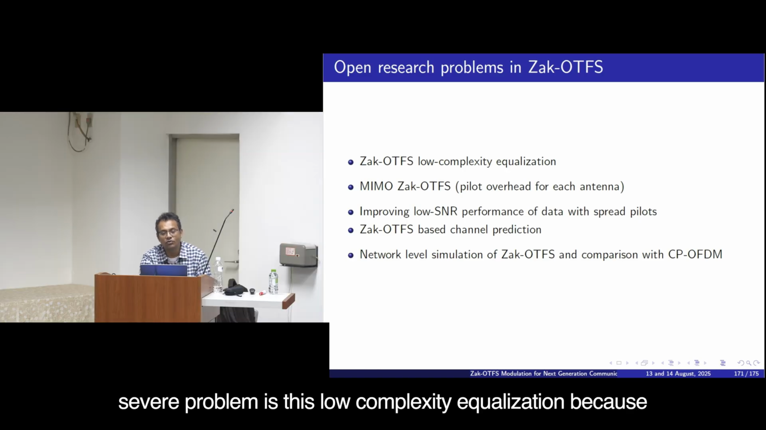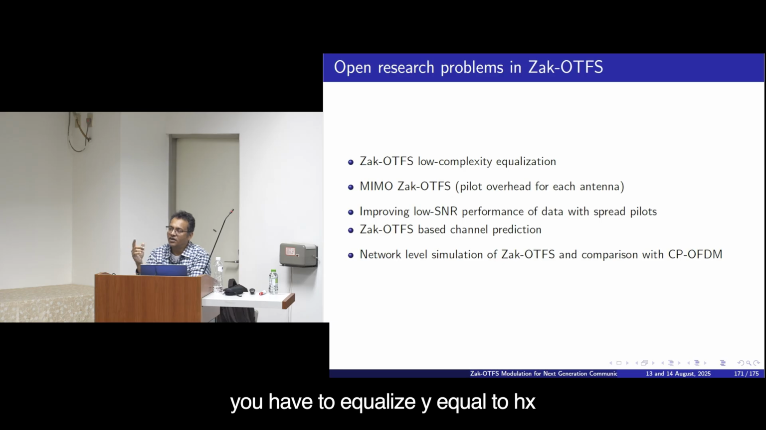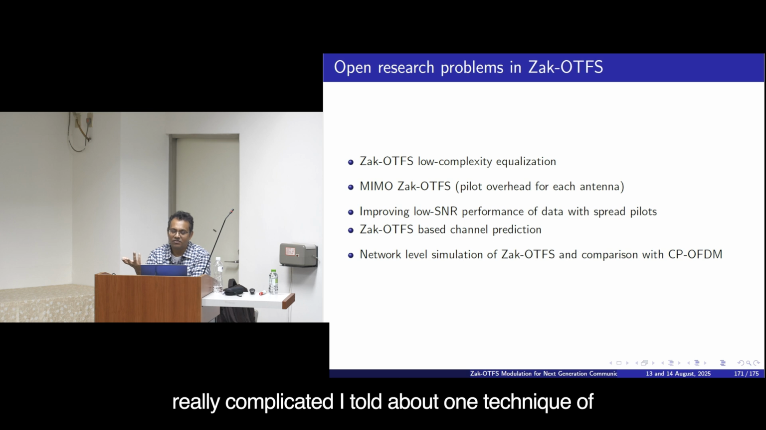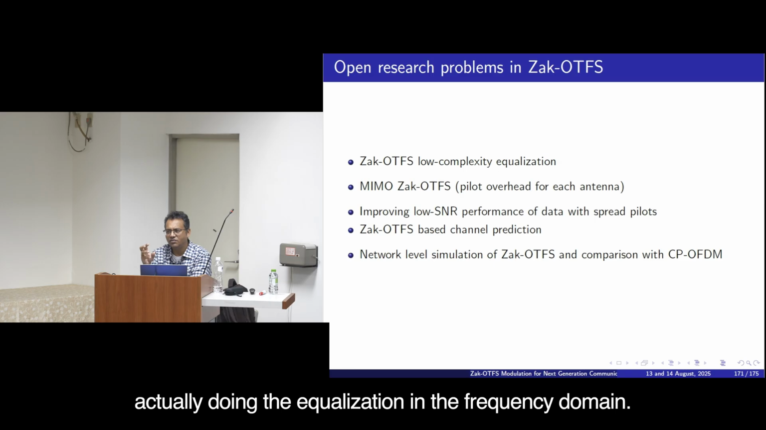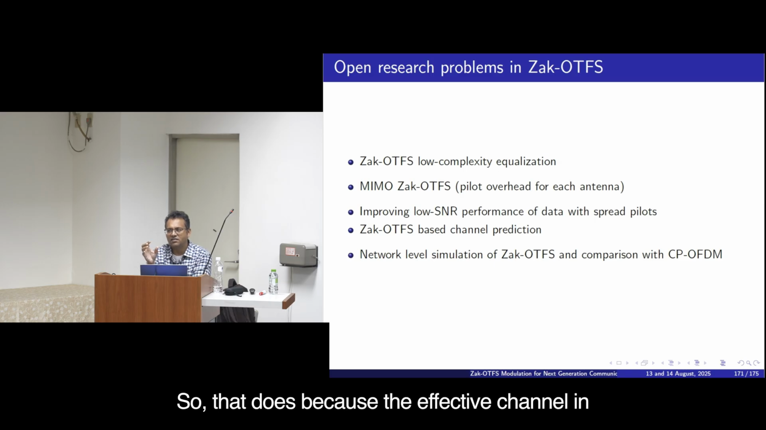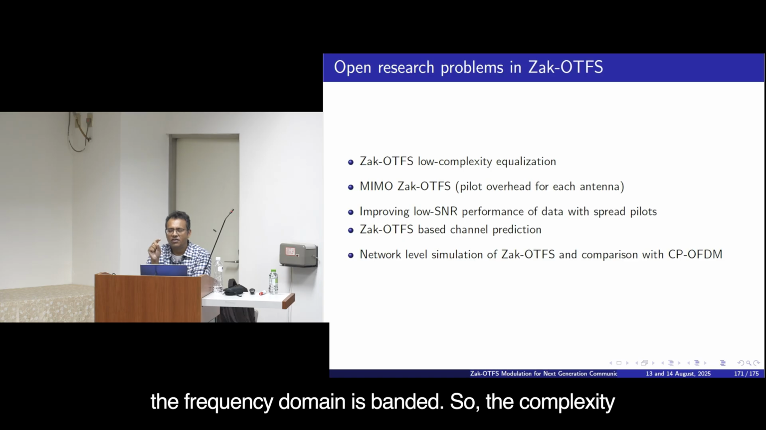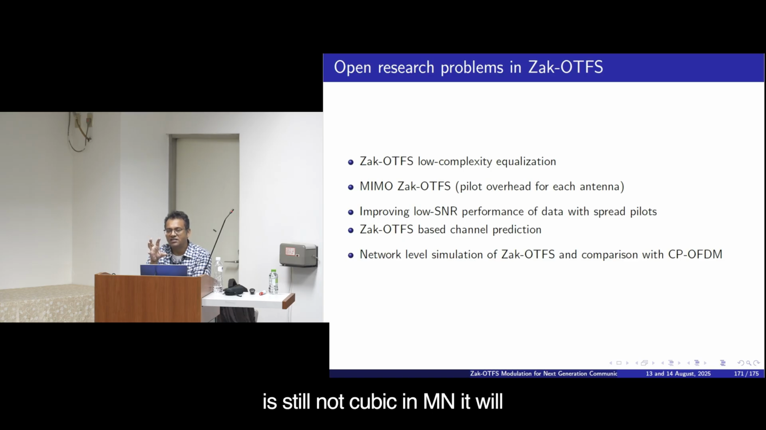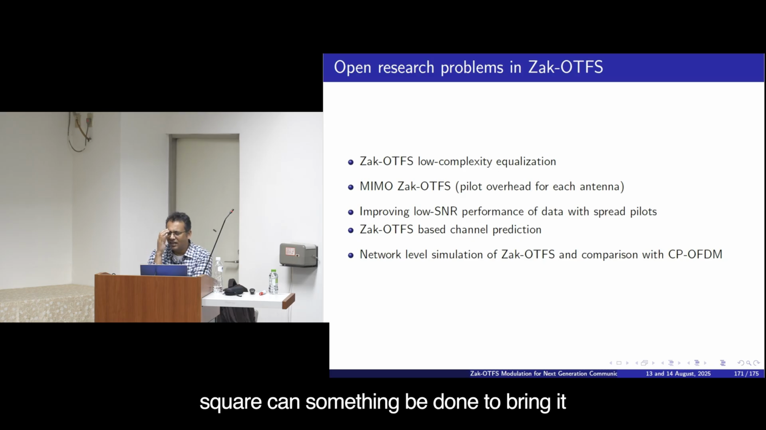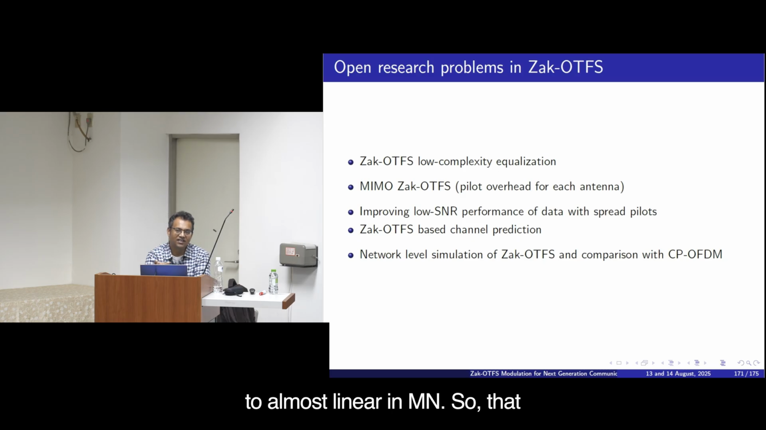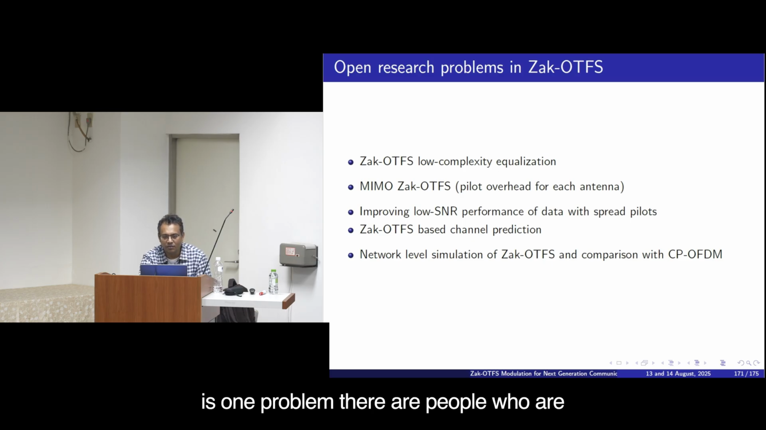One severe problem is this low complexity equalization, because you have to equalize y equal to Hx plus n, where H is MN by MN, and MN is typically of the order of 1000. You can't do an inversion, it will be really complicated. I told you about one technique of doing the equalization in the frequency domain. Because the effective channel in the frequency domain is banded, the complexity is not cubic in MN, it becomes square in MN, but it is still square. Can something be done to bring it to almost linear in MN? So, that is one problem.